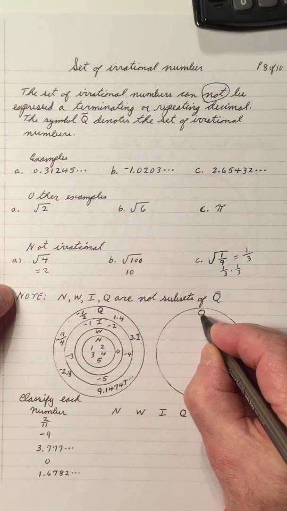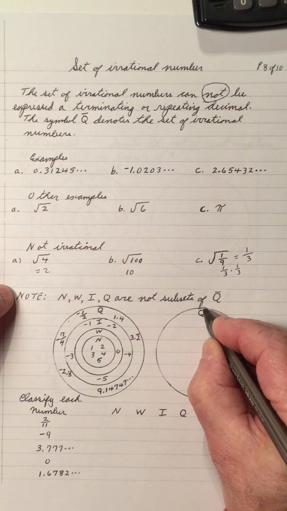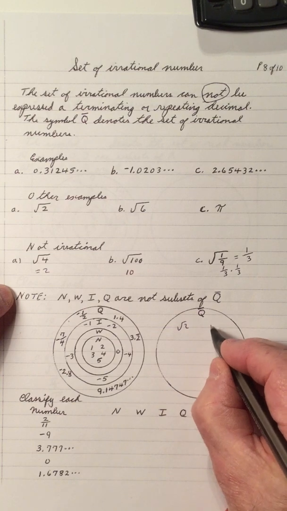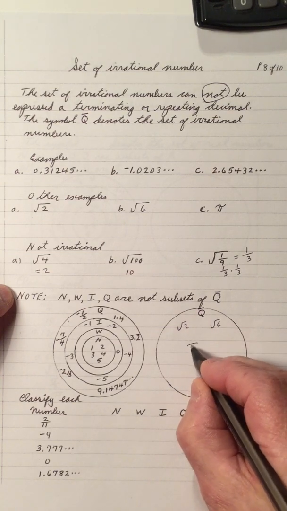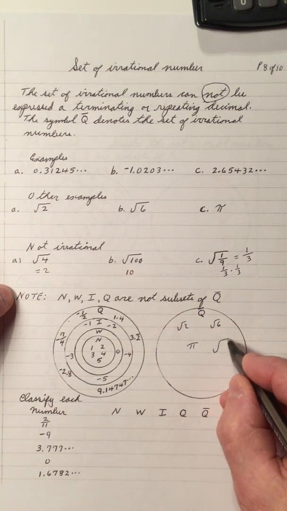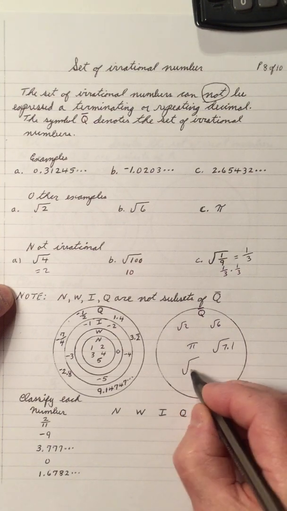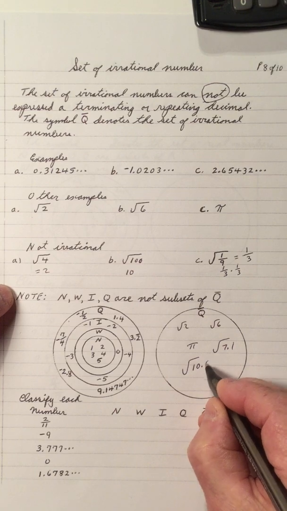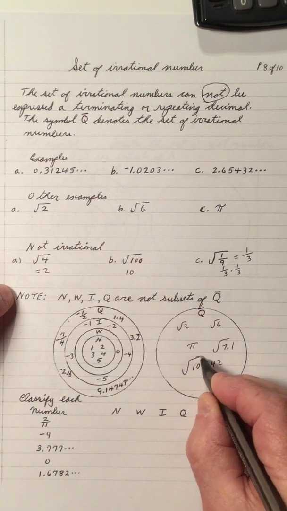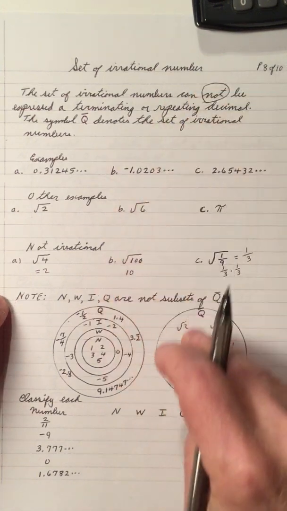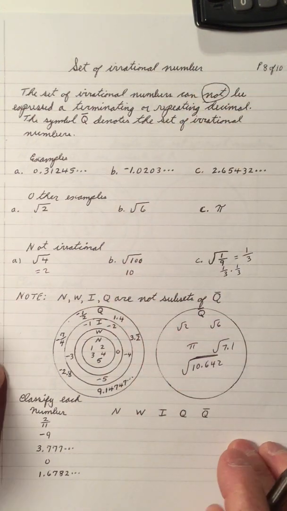So note now that if this is the rational numbers over here, then these are not that, so it's a completely different circle, and you have to mark Q with a bar on it. And we put the root 2, the root 6, we put pi, we put root 7.1, the square root of 10.642. So notice, do a calculator on them, you get no repeating, no terminating.